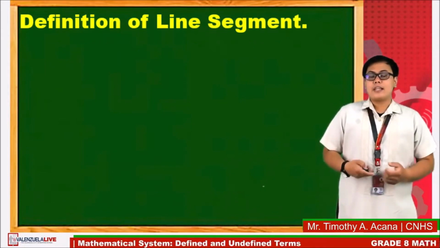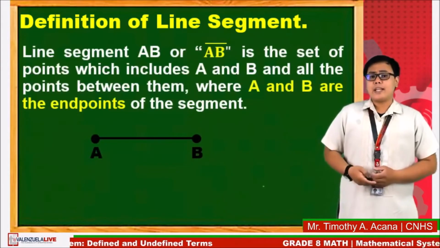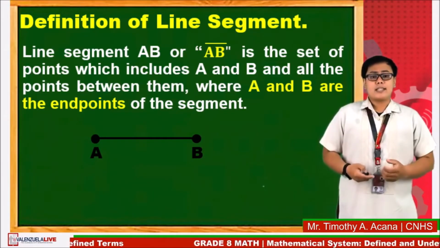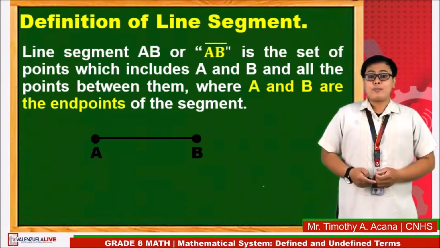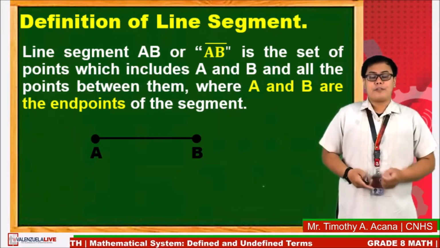Next is the definition of line segment. Line segment AB, or line segment AB written in symbols, is the set of points which includes A and B and all the points between them, where A and B are the endpoints of the segment.